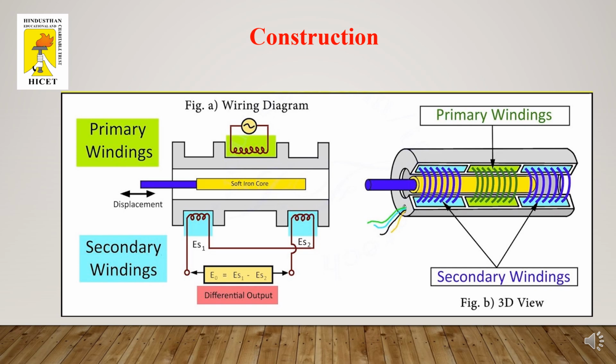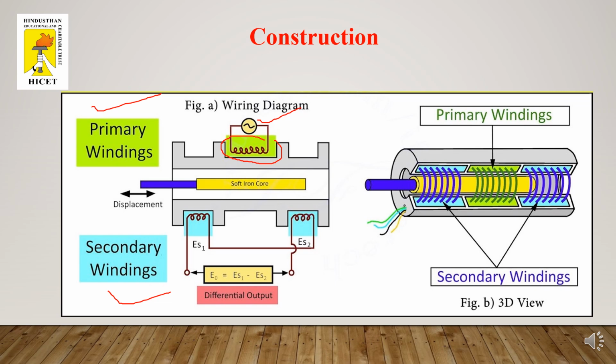We will see the construction of the LVDT initially to get a clear understanding of the working principle. When you look at this diagram, it is very obvious that there are two major windings shown here. One is the primary winding and the other is the secondary winding. The primary winding is given here in green color. This primary winding is always connected to the AC power supply.